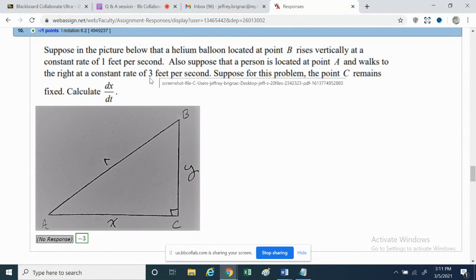Well, if the person is walking 3 feet per second, then that means the bottom side, X, of this triangle is getting shorter 3 feet per second. So dx/dt is -3. It's 3 because it's changing by 3 feet per second. It's negative because it's getting smaller. So each part of that number tells us something different. The negative says that it's getting smaller from moment to moment, and the number tells us how much.